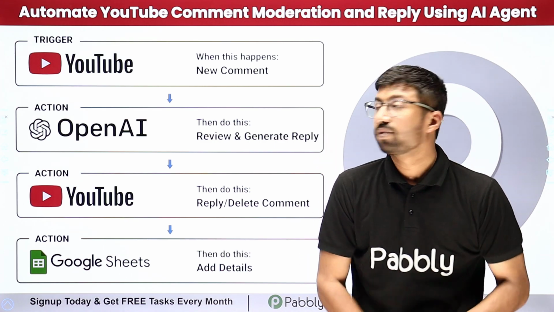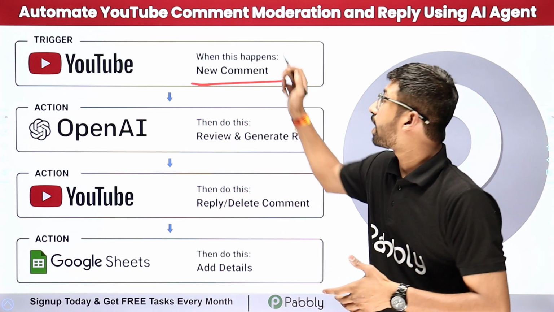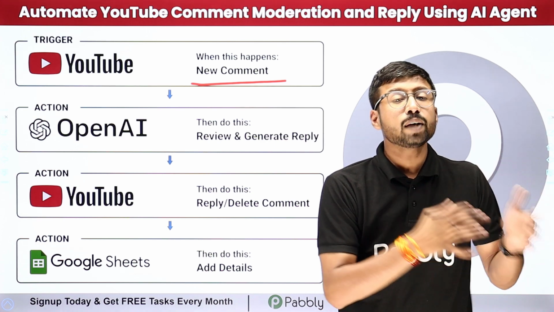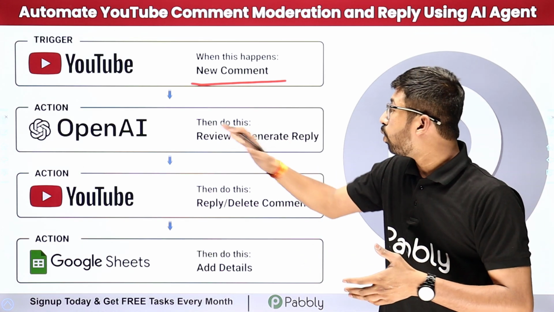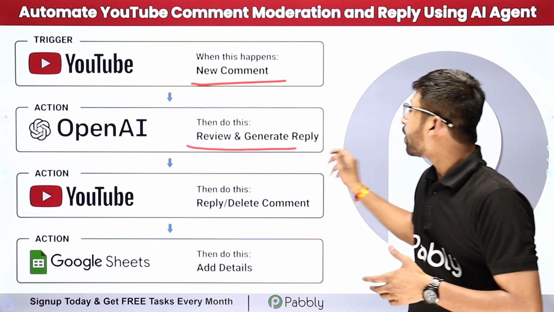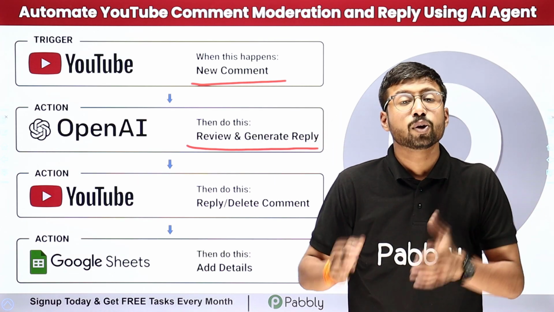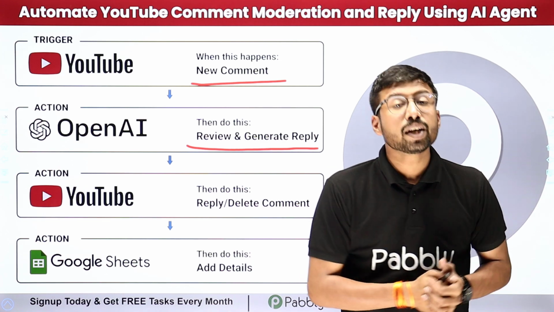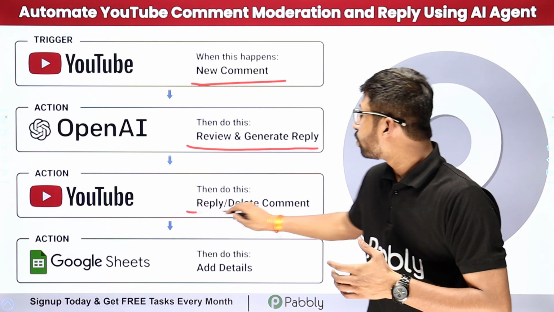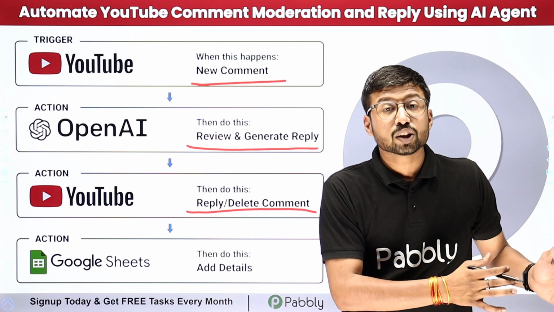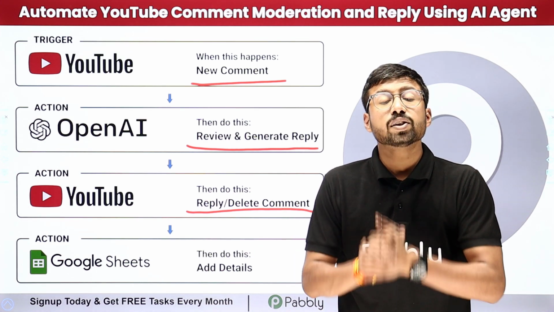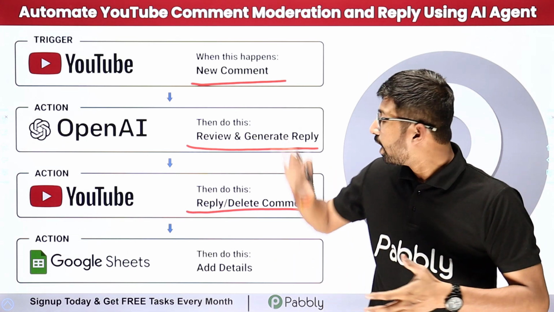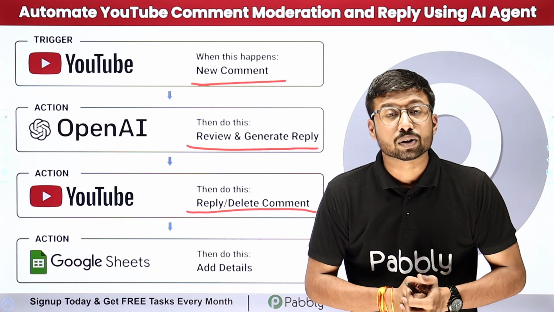This AI agent will first capture the new comments which we are getting on our YouTube channel. Then it will send the new comments to OpenAI, and using OpenAI, we are going to review the comments, and OpenAI is going to tell us whether it's a spam comment or a genuine comment. If it is a spam comment, in the next step, we are going to delete the comment, and if it is a genuine comment, then OpenAI is going to give us the reply for the same comment as well, and we are going to post that reply back on the comment.